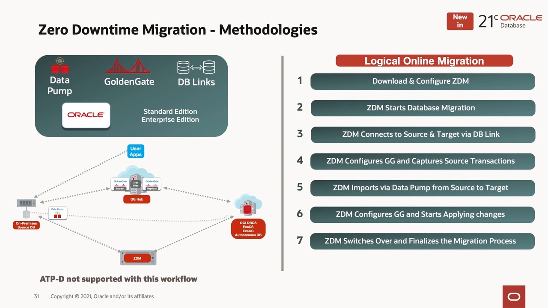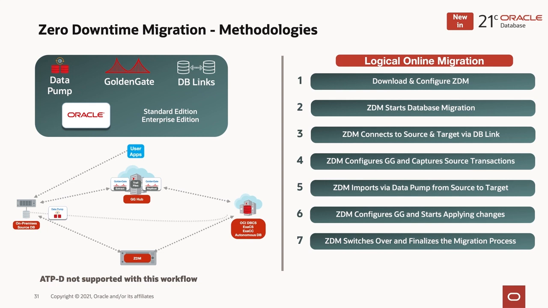Now, how does everything work? As usual, you download and configure ZDM, put all the information in the response file for source, target, etc., and then issue the migration command. ZDM will connect the source and target via database link. We'll then configure the GoldenGate microservice from the OCI marketplace image in the GoldenGate Hub, which is now an extract that will start capturing source database transactions and generating trail files.